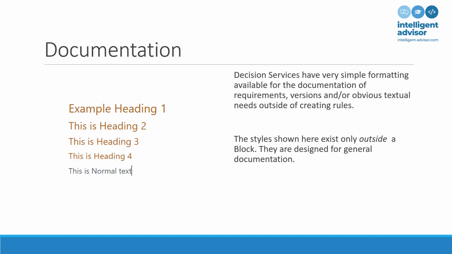First of all, inside your decision service, you can write what we call documentation. There is simple formatting, specifically 4 different headings and a normal font. These styles can be used to document your rules. Notice the second paragraph. These styles exist only outside of blocks, so they're perfect for general documentation that is not specific to any given rule or is trying to give an overview of what a given section of your decision service does.